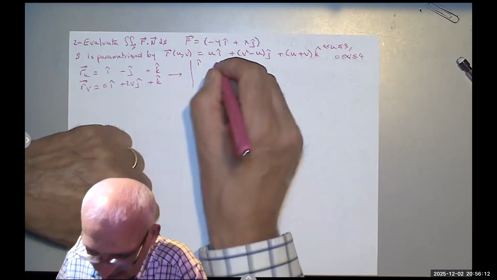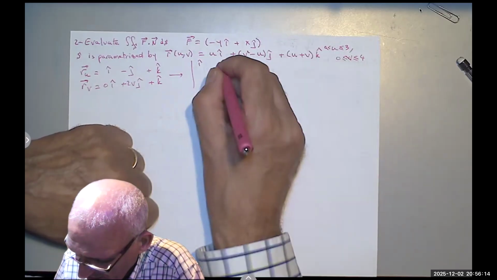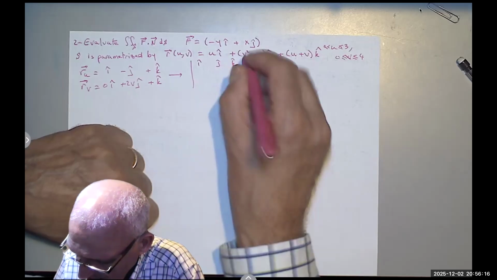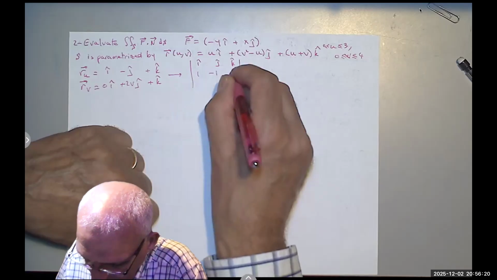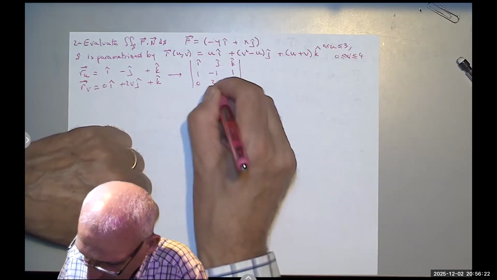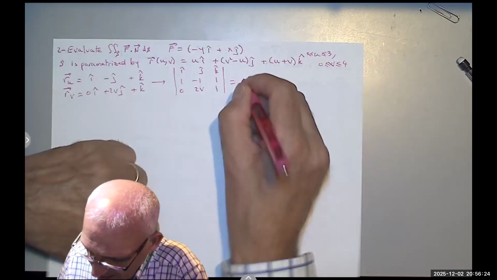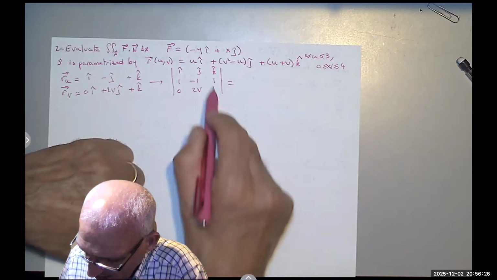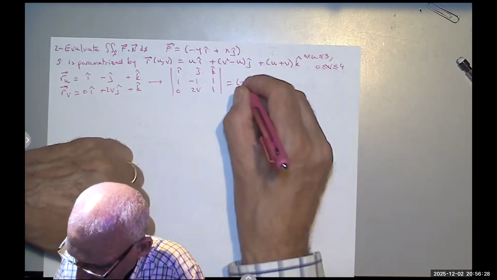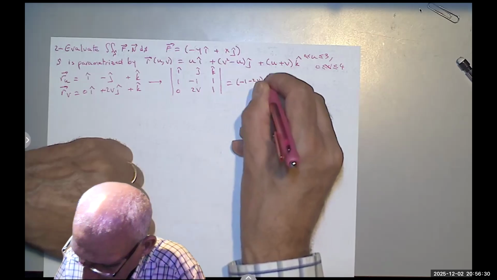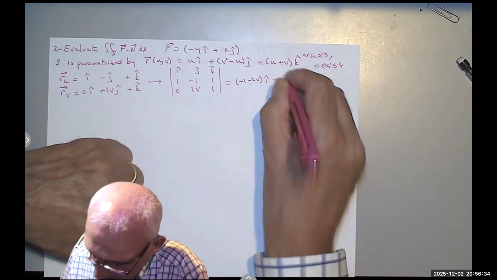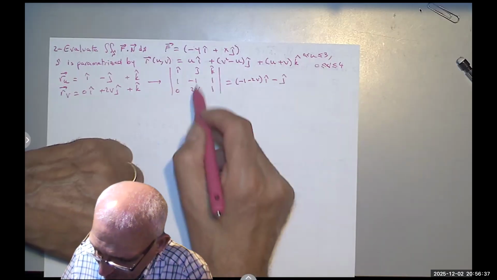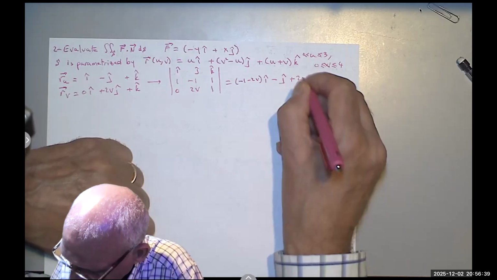I didn't write r_u cross r_v just to save time because I don't want this to be very long. 1, negative 1, 1, 0, 2v, 1. So in the i, I get negative 1 minus 2v, negative 1 minus 2v i. In the j, I get 0 minus 1, so minus j. And then in the k, I get 2v minus 0, so plus 2vk.